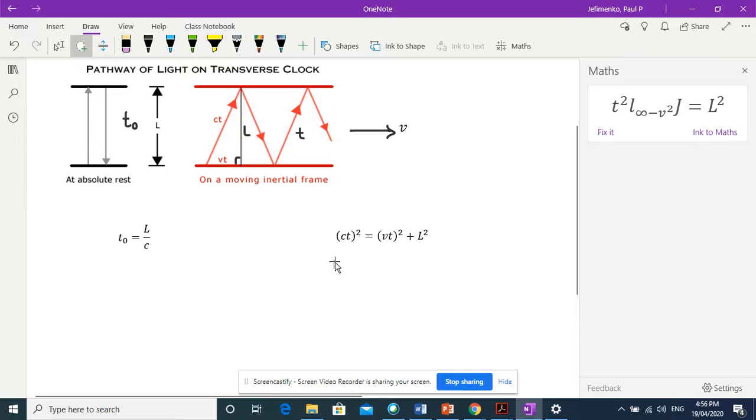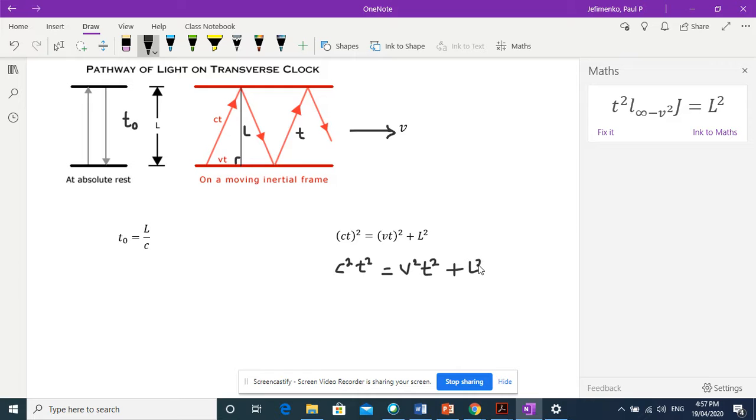On the next line I'm going to expand out these brackets. So I'm just going to get (ct) squared, which is c squared t squared. That's what happens when you square something in brackets. That is a product, so you get each of the factors being squared. So c squared t squared equals v squared t squared plus L squared. That's still there.